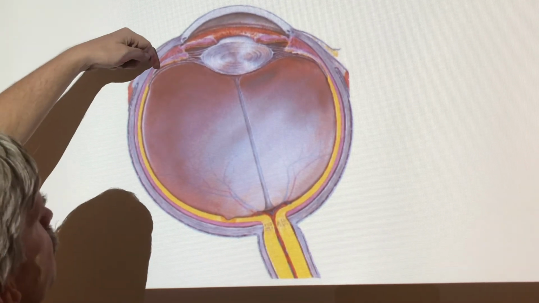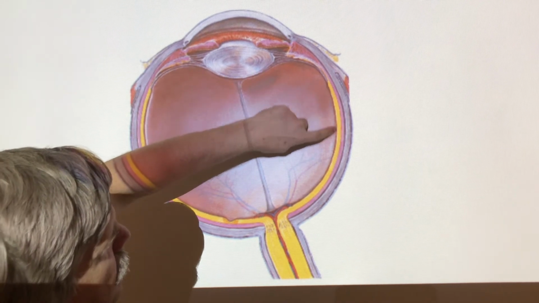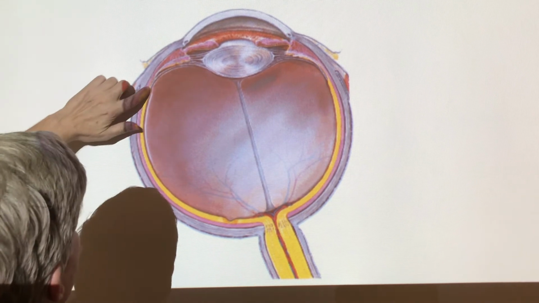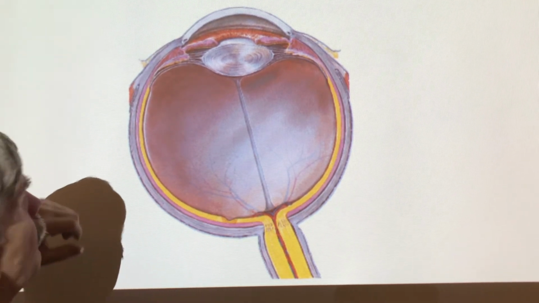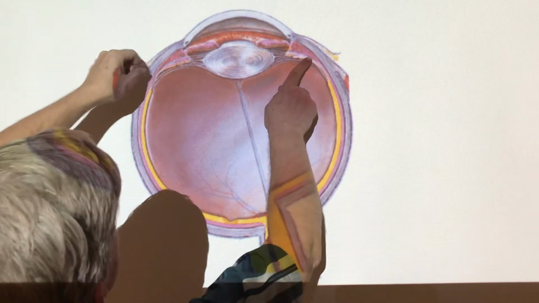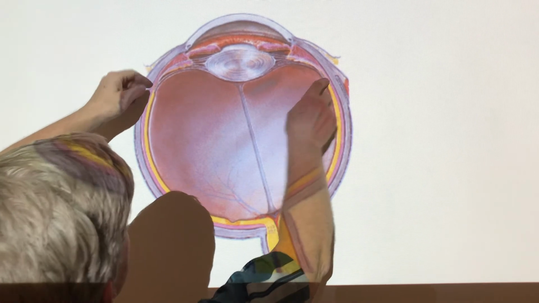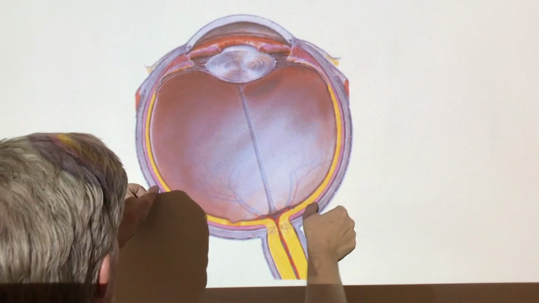Now, at the base of the ora serrata, you're going to have the beginning of the retina, and the retina is going to be represented in this picture by this yellow nervous tunic. But before we get there, notice that the ciliary muscle and the ciliary body are basically continuous with and continue down as the choroid layer of the eye.